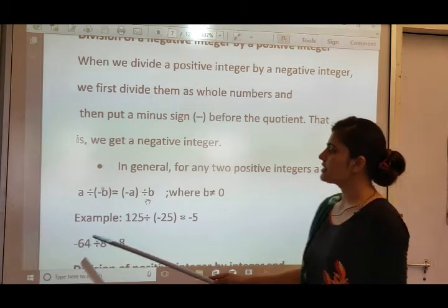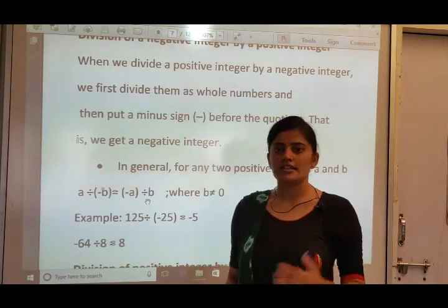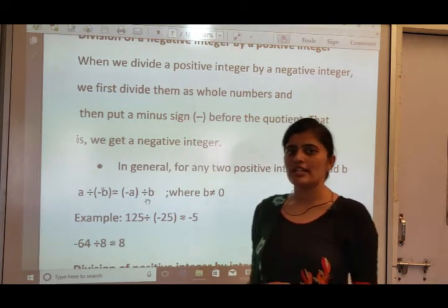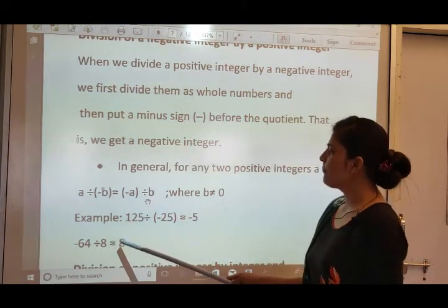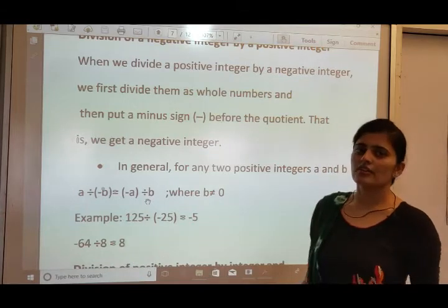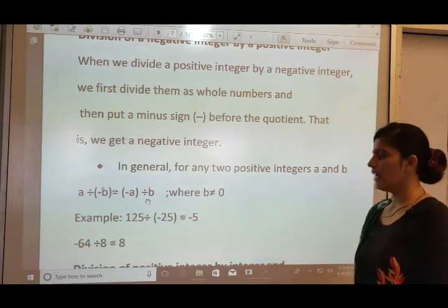Now another, minus 64 divided by 8. Same, a is in the negative form, so the answer will also be negative. It will be equal to minus 8. Here minus is not visible, but it is minus 8.